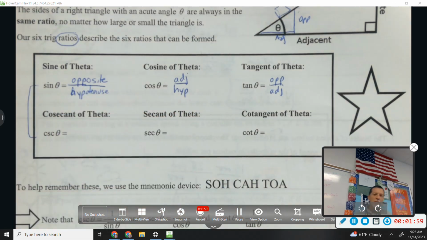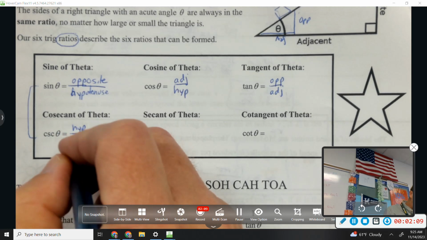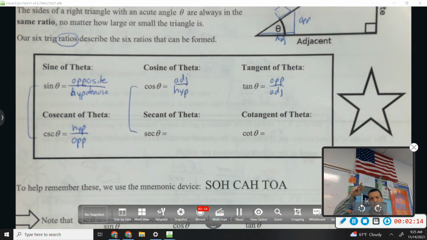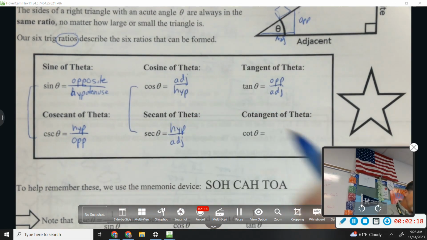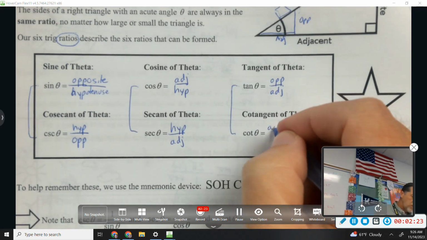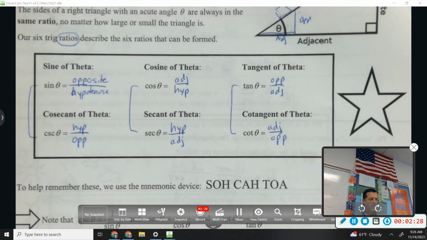Cosecant, remember we don't really memorize the other three. We just know who their reciprocal partner is. So cosecant is the flip of sine. So hypotenuse over opposite. Cosine and secant are reciprocal partners. So hypotenuse over adjacent. Tangent and cotangent are reciprocal partners. So adjacent over opposite. Big giant star next to that one because that's super important, but you probably already know that.